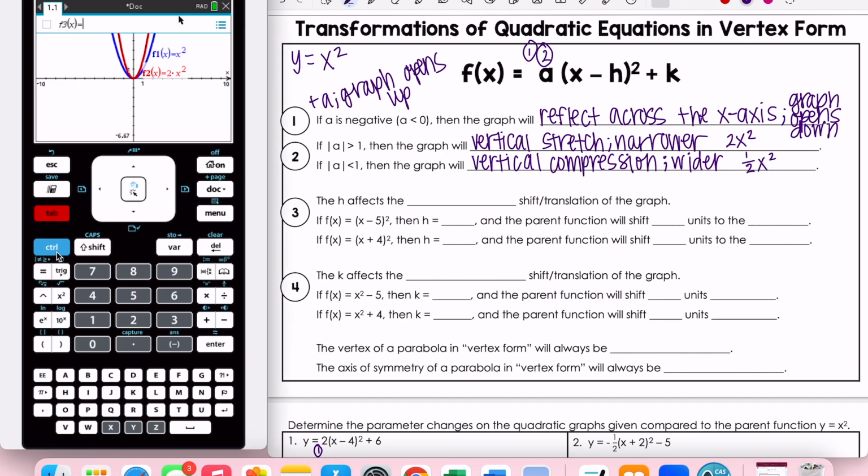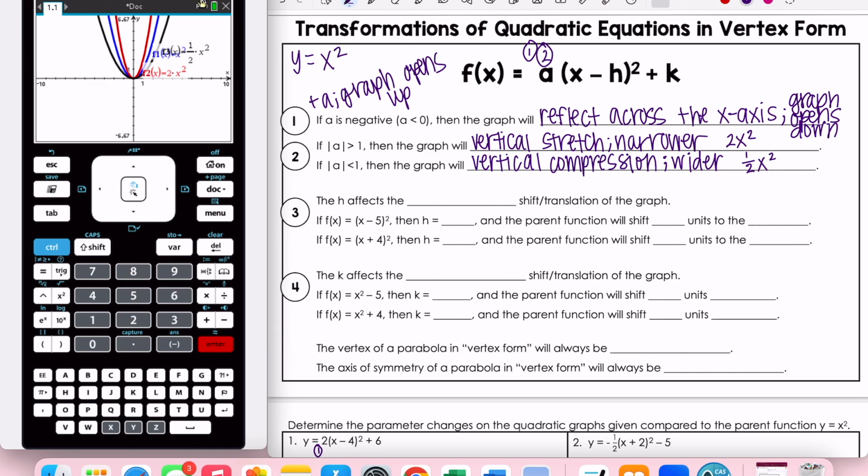So if I press tab to show you this in the calculator, I'm going to go ahead and press control divide, 1 on top, 2 on the bottom, and then x squared. Oops, sorry, did that wrong. You will see that it gets wider than the parent function, which remember is the blue parabola.